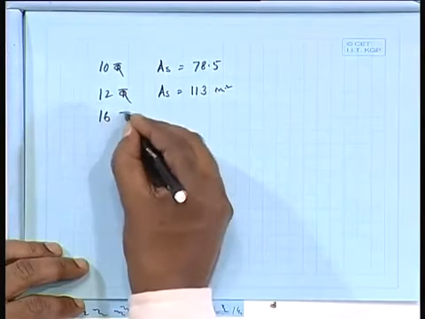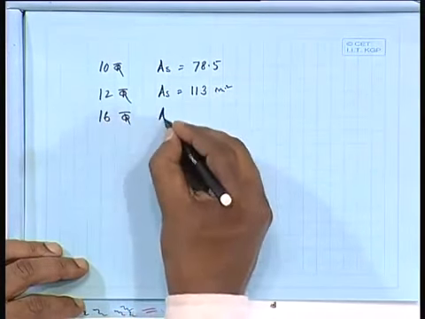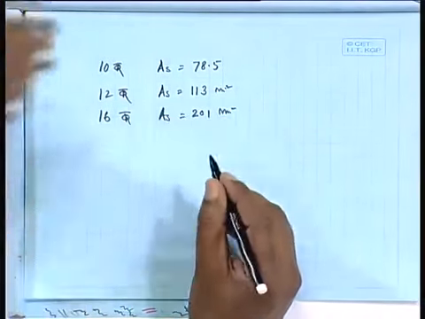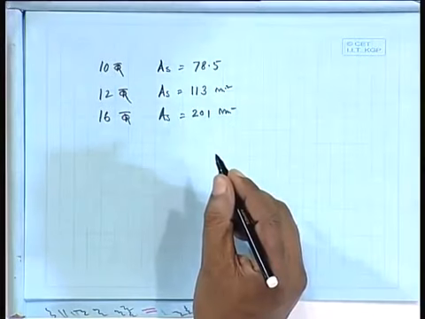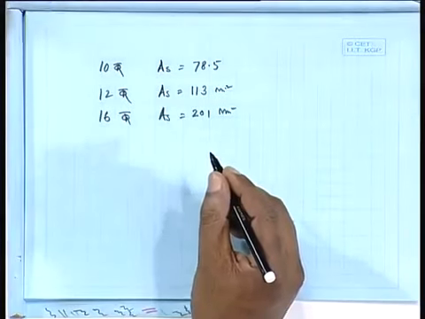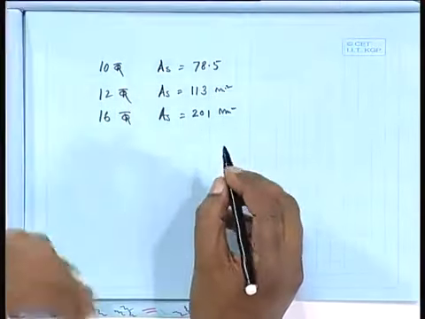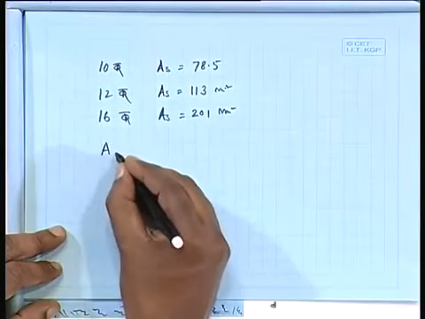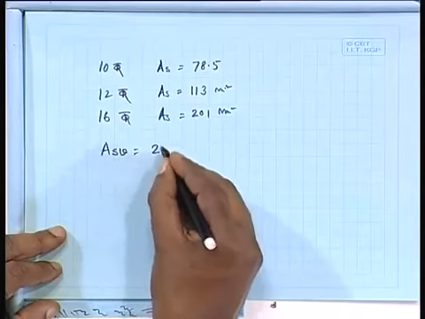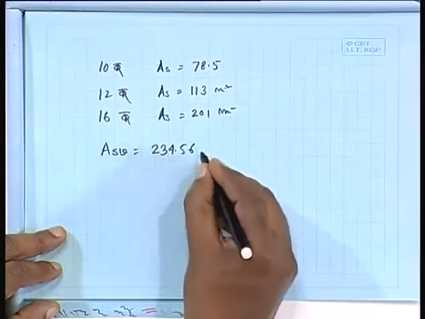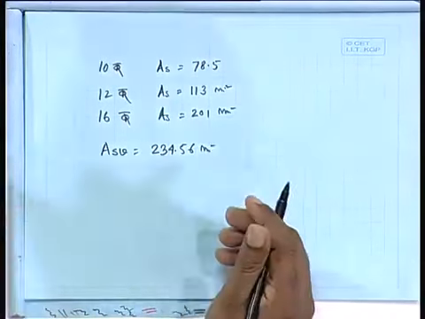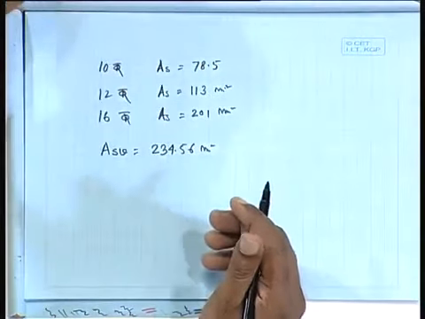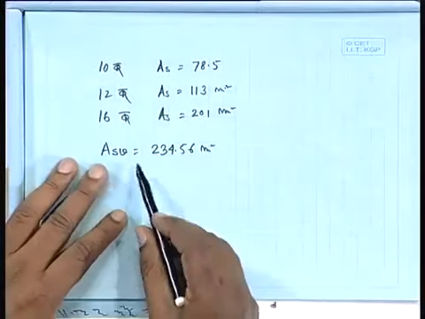16 torr, next one is little higher, 16 torr, 201, and we have to provide for 234. So 234. Now what we can do, it is coming 200 ASB 234.